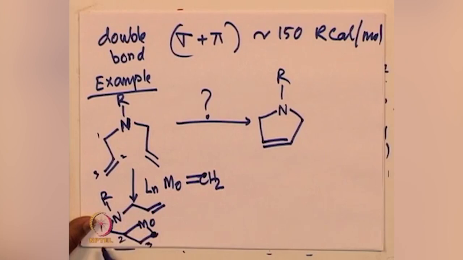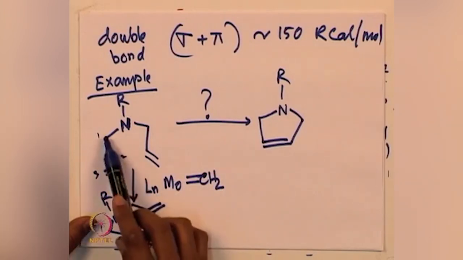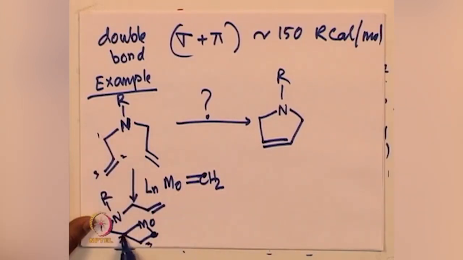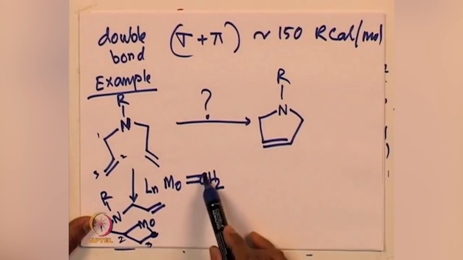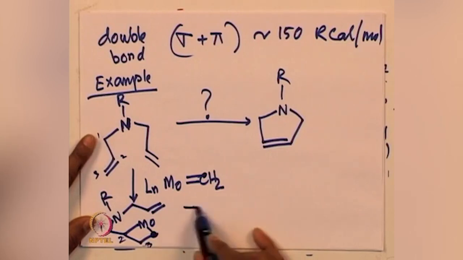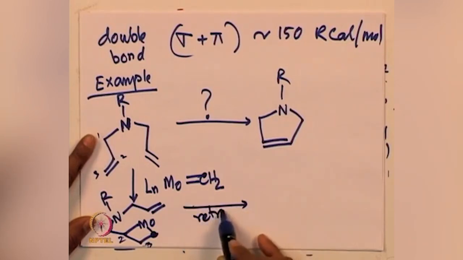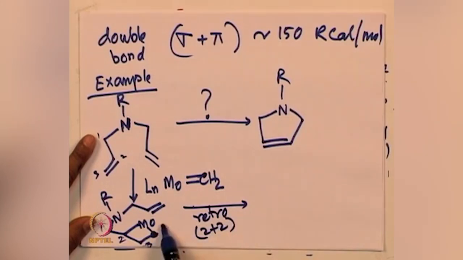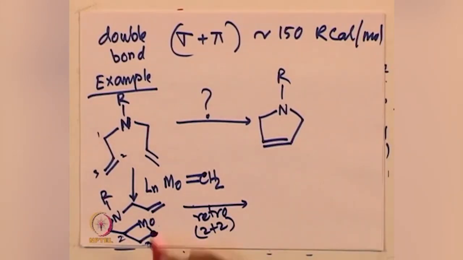2 and 2, 2+2 reaction gives you this intermediate where 1, 2, 3, 1, 2, 3, this center is there and this carbon center over here is over here. So you have a 4-centered organometallic intermediate or metallocyclic intermediate, which then can undergo retro 2+2 to give you out this part. So this part will go out.